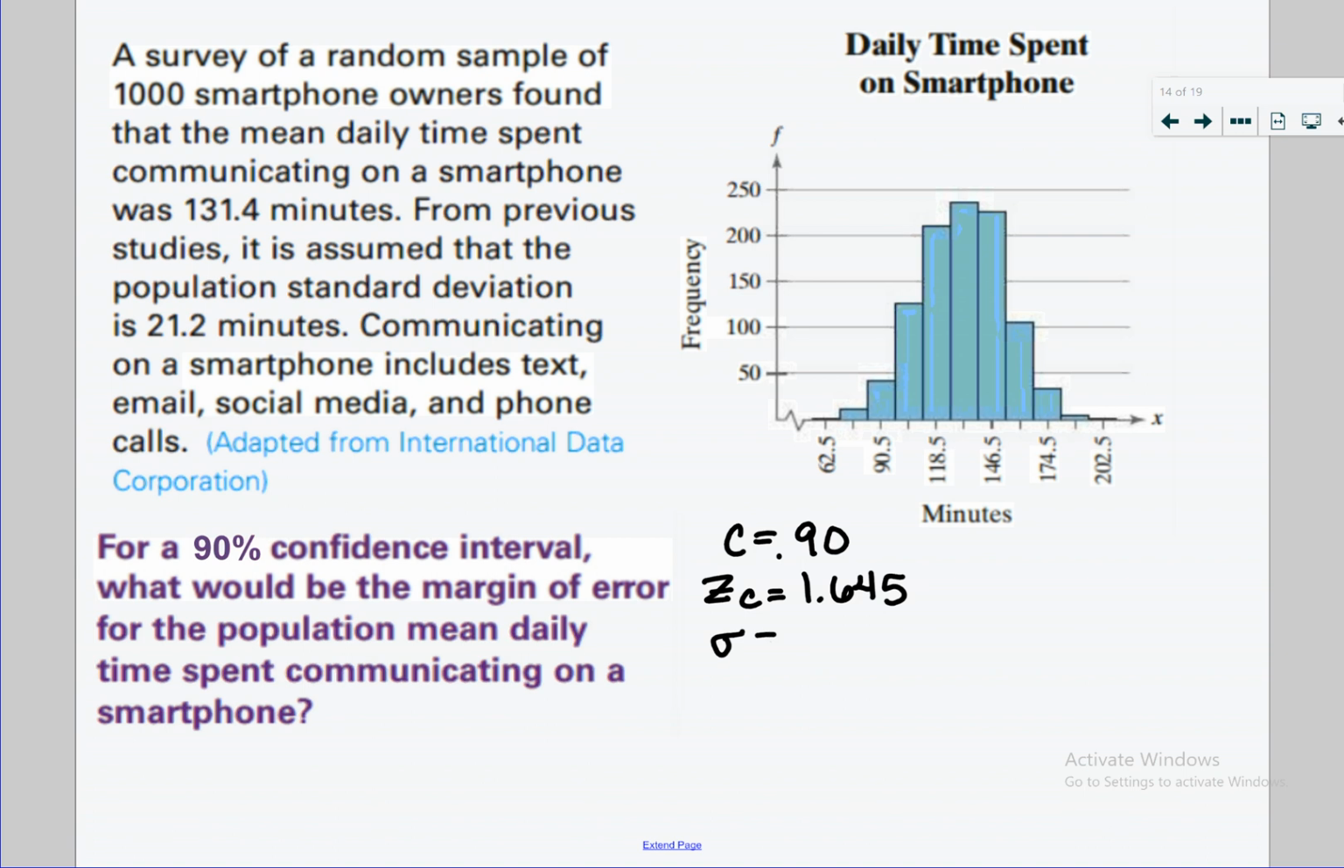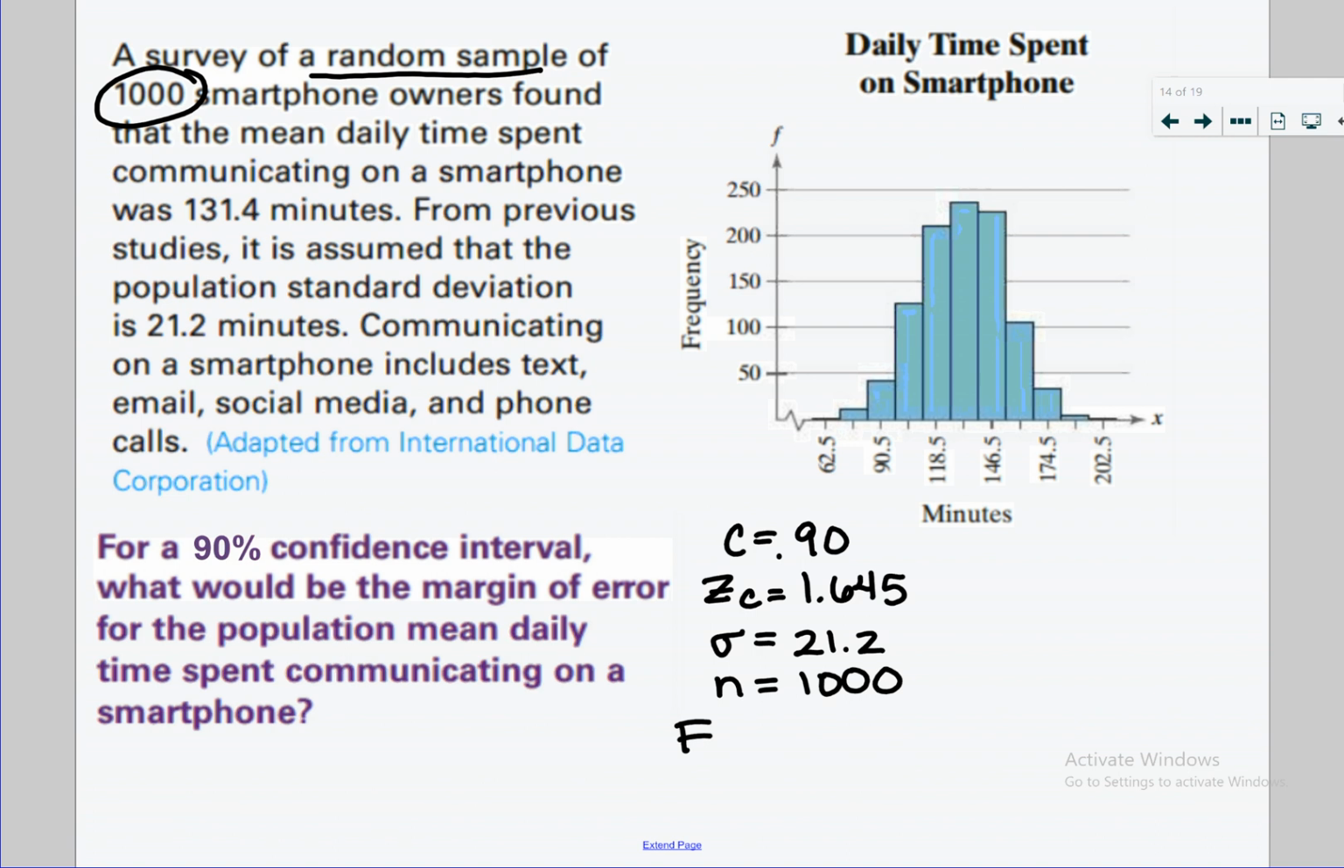Population standard deviation we need to know. That was given to us. It's 21.2. And then were we given an n on this one at all? Oh yeah, 1,000 is our n value. We were also told, let's see here, random sample size is bigger than 30, so we meet all our conditions.